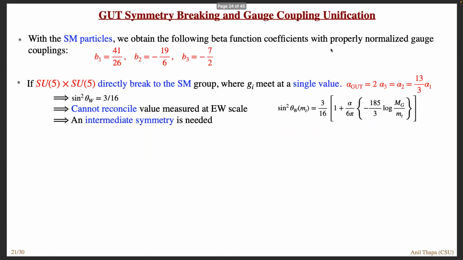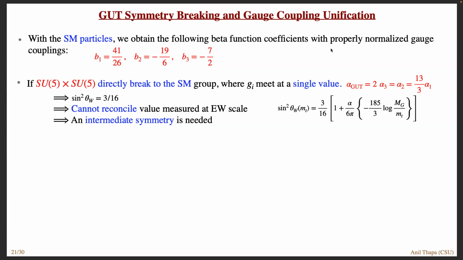Good. Now, in any GUT this is very nice, but then you have to do all the other work to make everything work right. So with standard model particles, we obtain the following beta function coefficients, with properly normalized gauge couplings. b1 is associated with U(1) hypercharge, b2 is SU(2), and b3 is color. As you can see, it is 41/6. If you know anything about SU(5), it's quite different from SU(5).